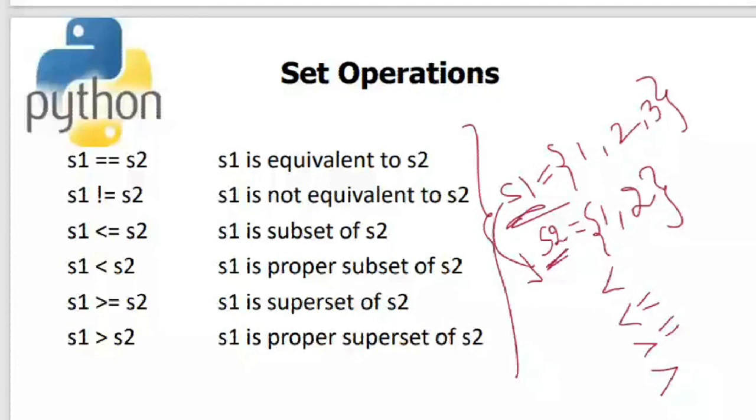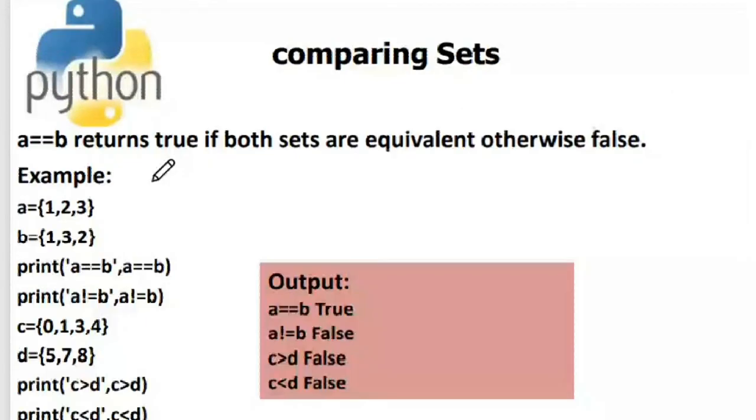So here what I did is I am taking a set A equal to 1, 2, 3, and another set B equal to 1, 2, 3. Now I'm doing a comparison between A and B. I want to check the equality between A and B. I just gave a double equal to, which is a comparison operation checking for equality between two sets, which will return true or false. If they are equal, it returns true, else it returns false.